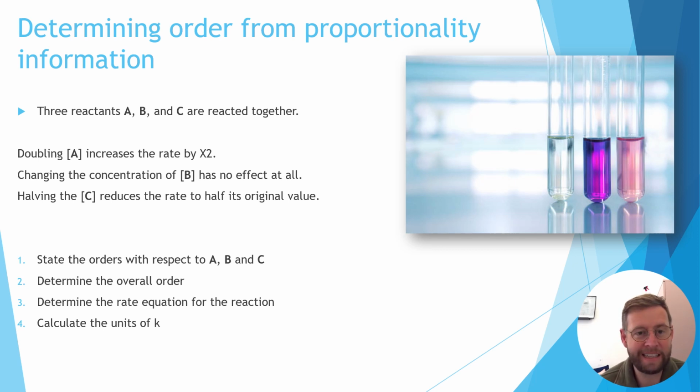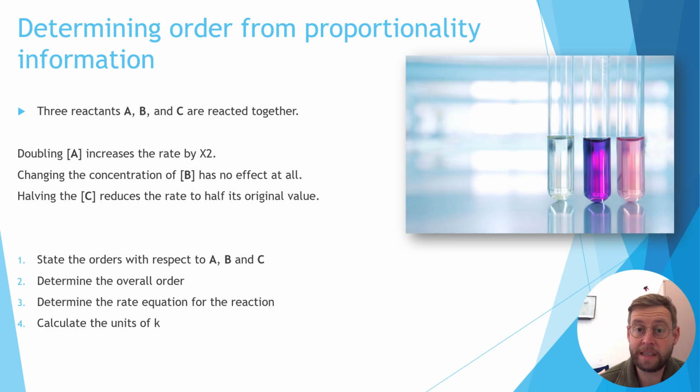What you can see is a question here where they're talking about three chemicals, A, B and C. And they're giving you some proportionality information. They're saying by what proportion has the rate changed when the concentration has changed. To start with, it talks about chemical A. Doubling the concentration of A doubles the rate of reaction. Changing the concentration of B has no effect at all. And halving the concentration of C has the effect of halving the rate of reaction.